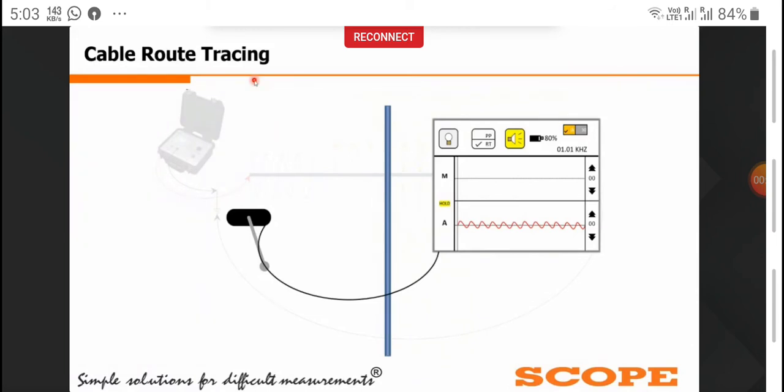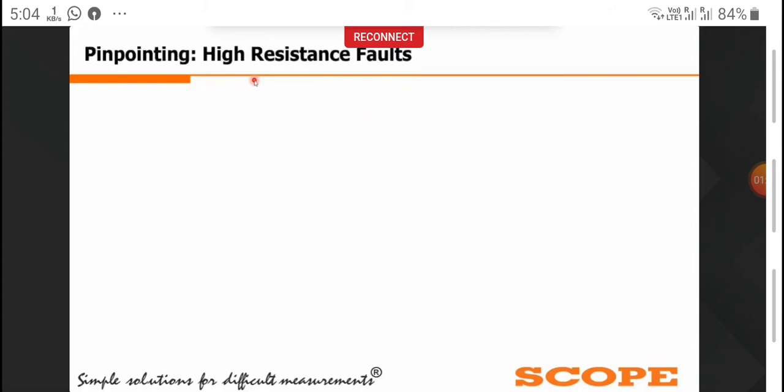By detecting the audio sound using the headphones provided along with the receiver, and also the received signals on the display, we need to detect the maximum signal. Whichever position gives the maximum signal, we mark that as the route of the cable. So in route tracing we determine the exact route of the cable, which helps us reduce the time of pinpointing. Now we will see how faults are pinpointed at the exact location in the cable.